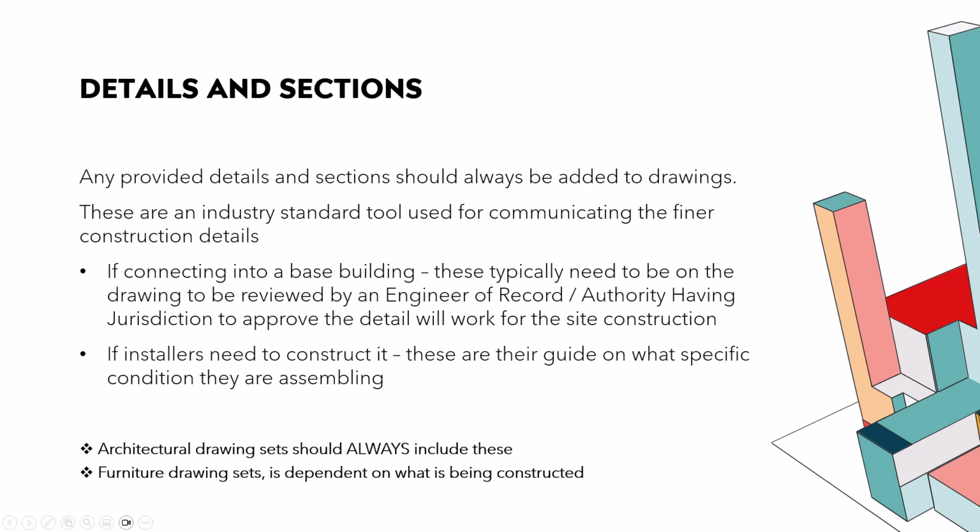Details in sections. Any provided details in sections should always be added to your drawings. They are an industry standard used for communicating finer construction details, especially if you are connecting into a base building. These typically need to be on a drawing, as they are going to need to be reviewed by an engineer of record or an authority having jurisdiction to approve the detail or work for the site. And if installers need to install it, these are their guides on those specific conditions they are assembling.